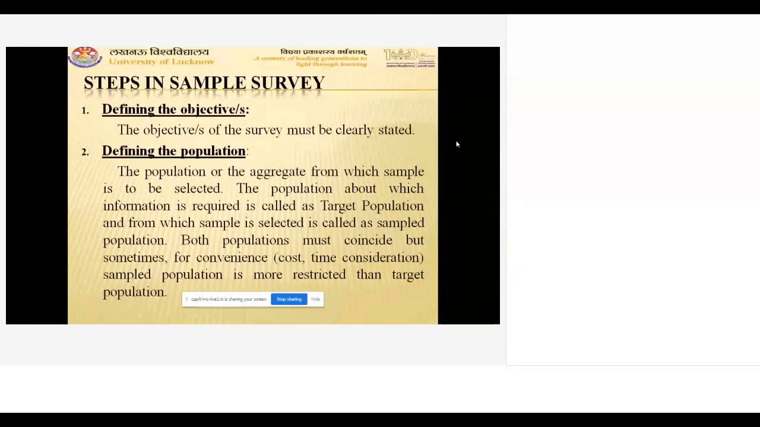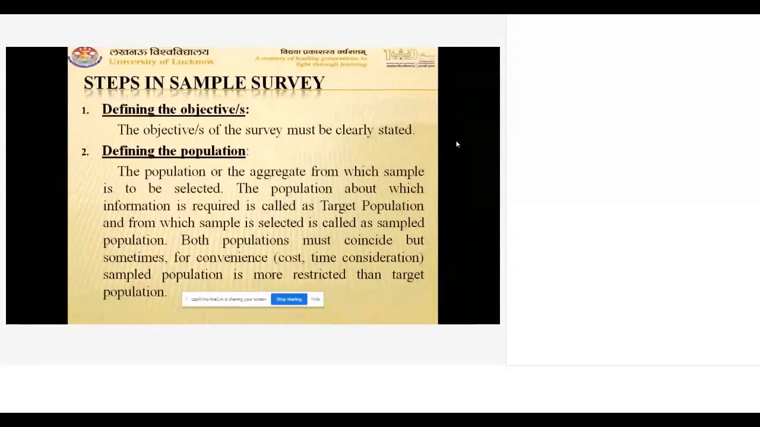Now, what are the steps in the sample survey? The first step is defining the objective. That is, we have to define clearly what the objective is and why we are going to perform the sample survey. If the objective is not defined clearly, then we cannot perform the sample survey. The next step is defining the population. Over which population we are going to conduct our survey must be decided.